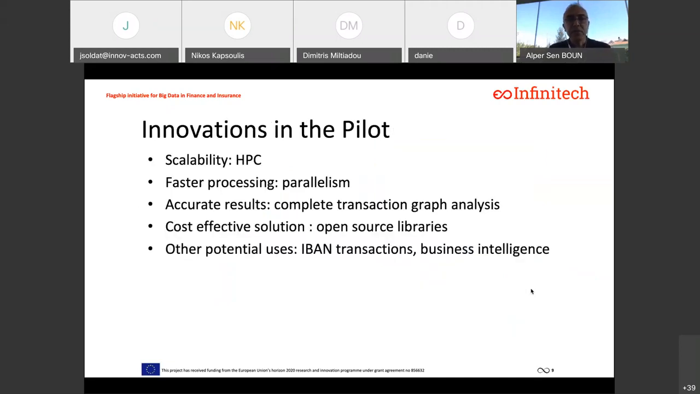Again, some of the innovations that we have come up with in the pilot: scalability, high performance computing is what we are working on, and faster processing thanks to parallelism. There are some commercial solutions, very few out there, but they have a limited way of handling transaction data. Ours is unique in the sense that we can efficiently and effectively handle the complete transaction graph. It has hundreds of millions of data points in it, and we have an efficient way of handling this thanks to high performance computing. It's also a cost-effective solution because we are mainly using open source libraries. The way that we are generating this transaction graph can also be used in other application domains such as IBAN transactions, as well. But that's not what I'm going to be talking about today.